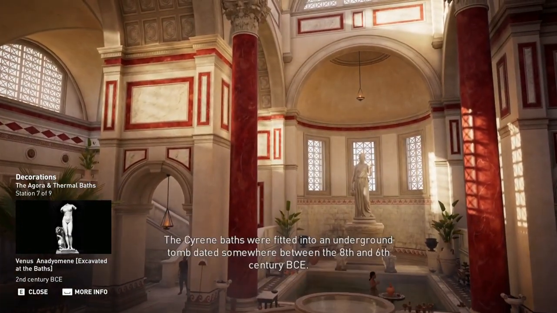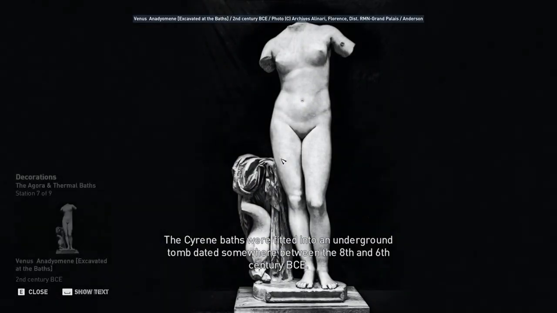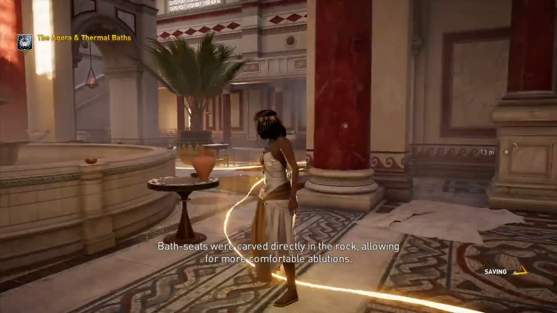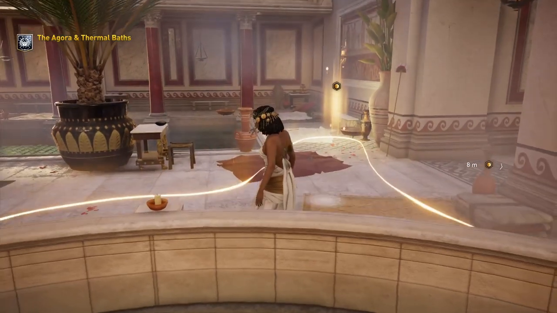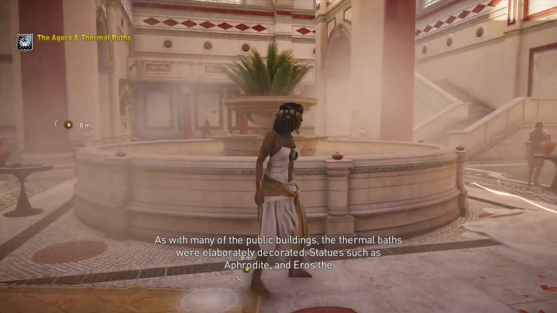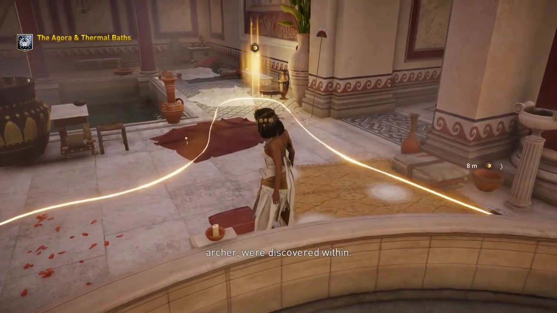The Cyrene baths were fitted into an underground tomb dated somewhere between the 8th and 6th century BCE. Bath seats were carved directly in the rock, allowing for more comfortable ablutions. As with many of the public buildings, the thermal baths were elaborately decorated. Cydide and Eros the Archer were discovered within.